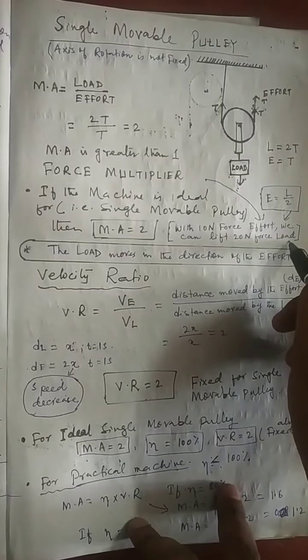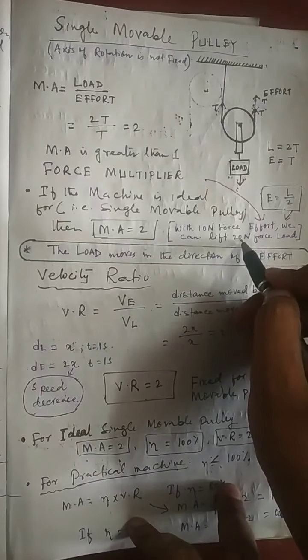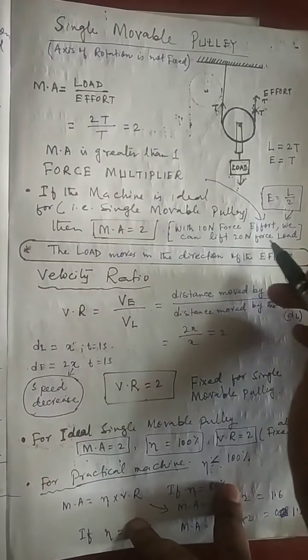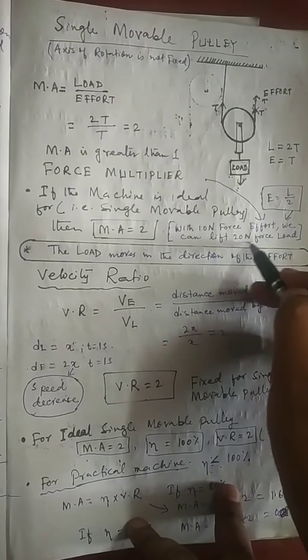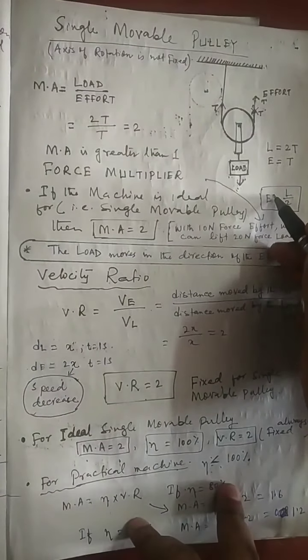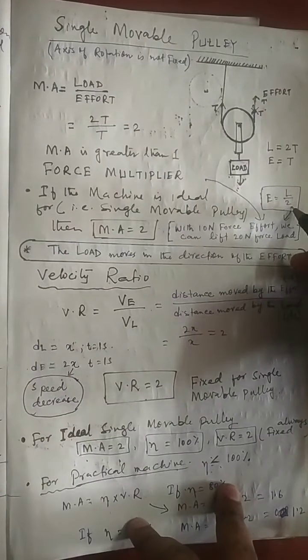It means that with a smaller effort we can lift a bigger or heavier load. This E equal to L by 2 indicates that.